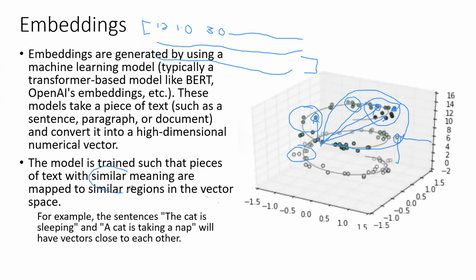So this is the goal actually. Similar meanings are mapped to similar regions in the vector space. So all these vectors have similar meaning. These two have similar meaning, these two have similar meaning, like that. So we are basically creating some groups or clusters where similar looking sentences are close to each other. In our example, "the cat is sleeping" and "a cat is taking a nap" have vectors which are very close to each other.